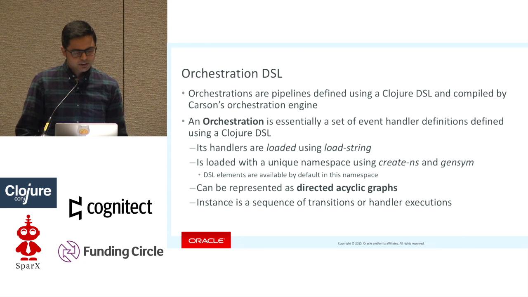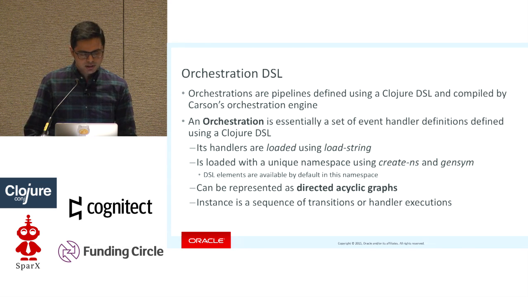Now, an orchestration is just a namespace. It's a Clojure file. You use the DSL to define your orchestration, and it's loaded into a unique namespace using create_ns and gensym. So it gets its own unique namespace, and all the constructs from the DSL are available to it.